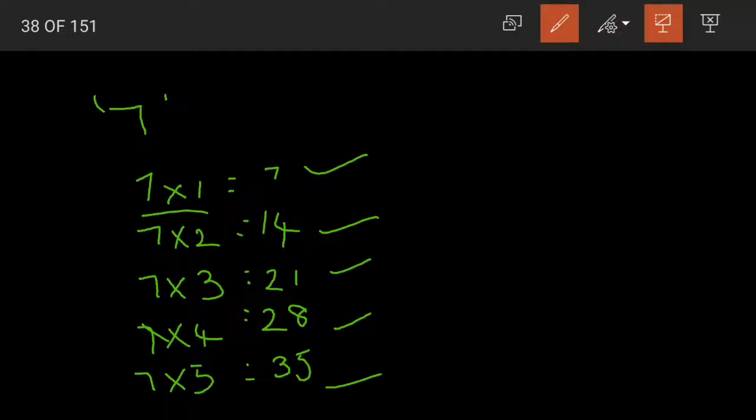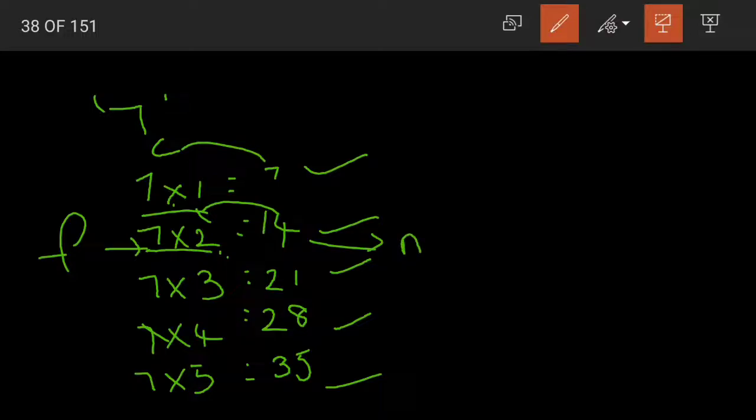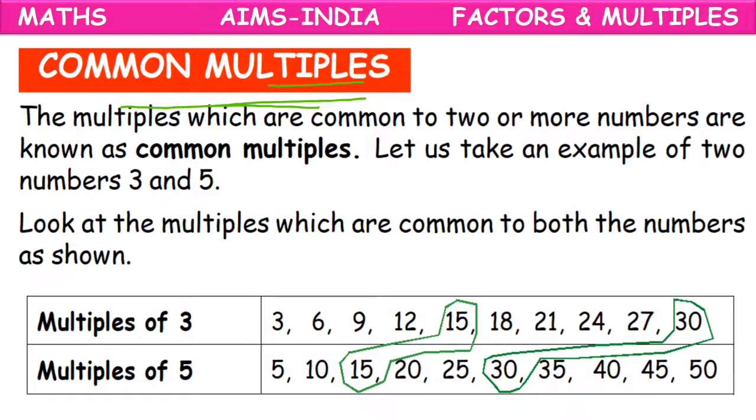And 7 and 1 are the factors of 7. 7 and 2 are the factors of 14. Yes, so the numbers that we are multiplying here are our factors and the product is called our multiple. And this 14 is a multiple of both 7 and 2. Now this was a brief recall, a brief revision of what multiples and factors are.